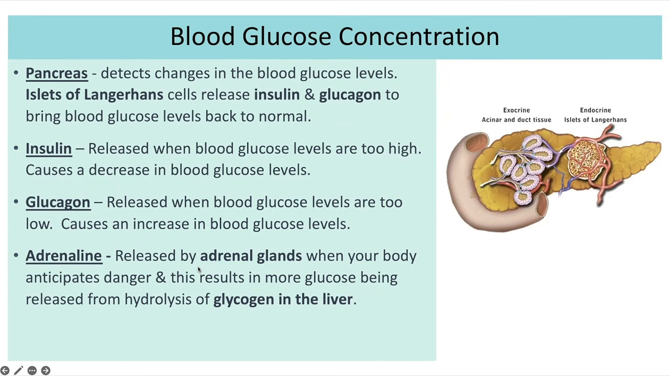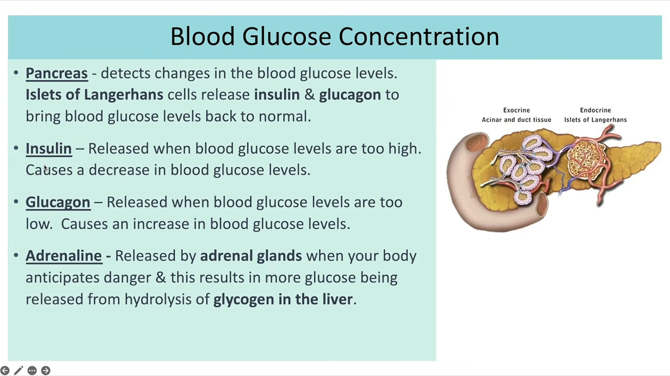So the key structures and hormones then are the pancreas, because that is where you have your islets of Langerhans, and that contains the receptors that detect the changes, but also the effectors, which will release the hormones insulin and glucagon. We can have a look at the role of these hormones as well.